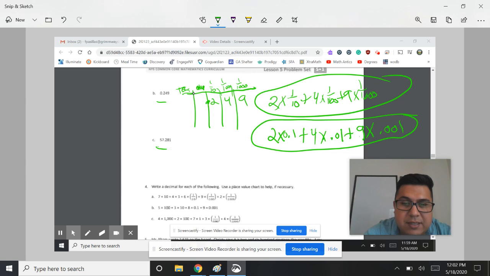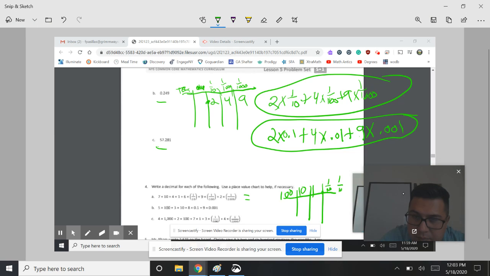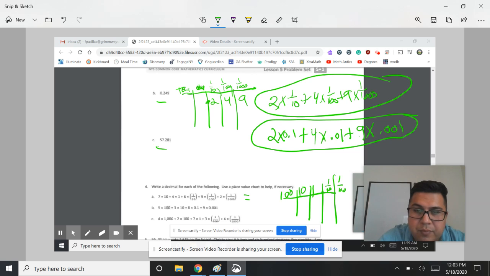Let's go down to number 4, because this one already has an expanded form. What you need to do is put it into standard form. So all you have to do is start solving it. 7 times 10, we know it's 70, right? If we do a place value chart, we could put 1, 10, 100, and then this will be our decimal. This will be 1/10, 1/100, okay? And you would just start plugging this in.